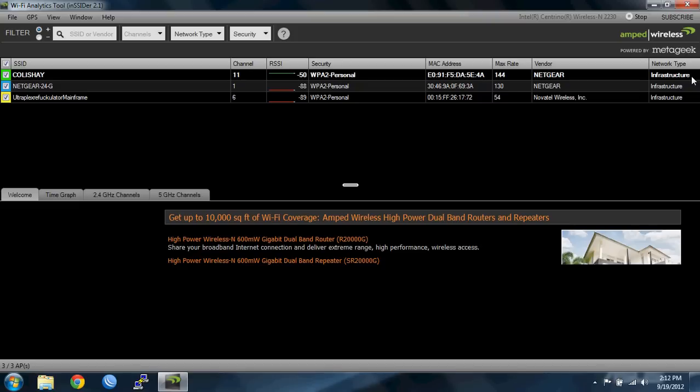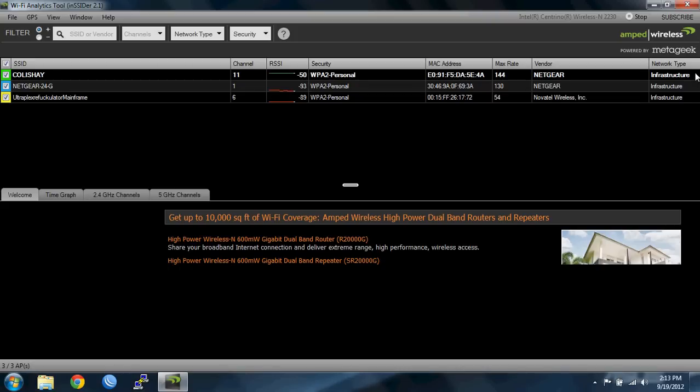The first being infrastructure, and then there's also one known as ad hoc. Most of your wireless devices are going to have what's known as an infrastructure network type, which means they operate as access points and/or repeaters, whereas an ad hoc would be something like a printer, possibly some other devices, that kind of stuff.